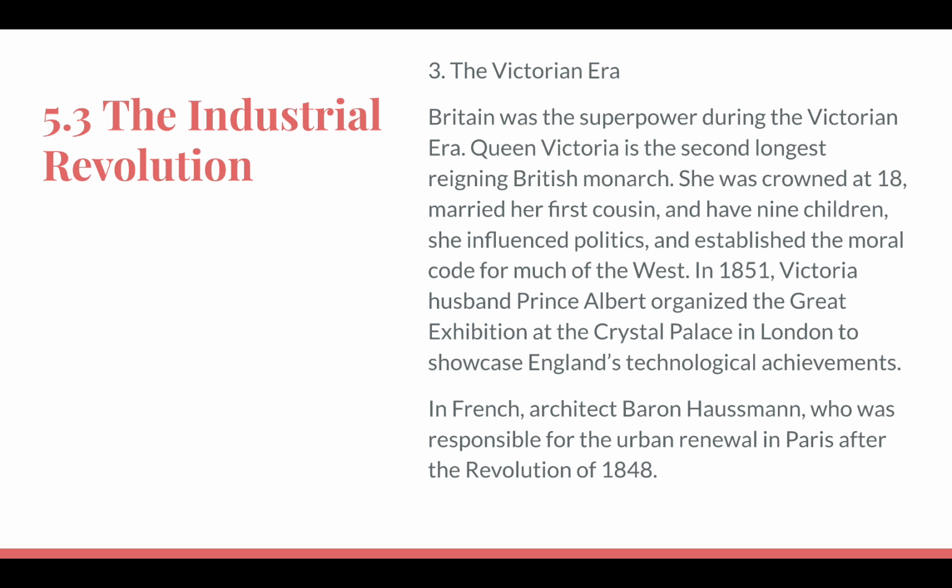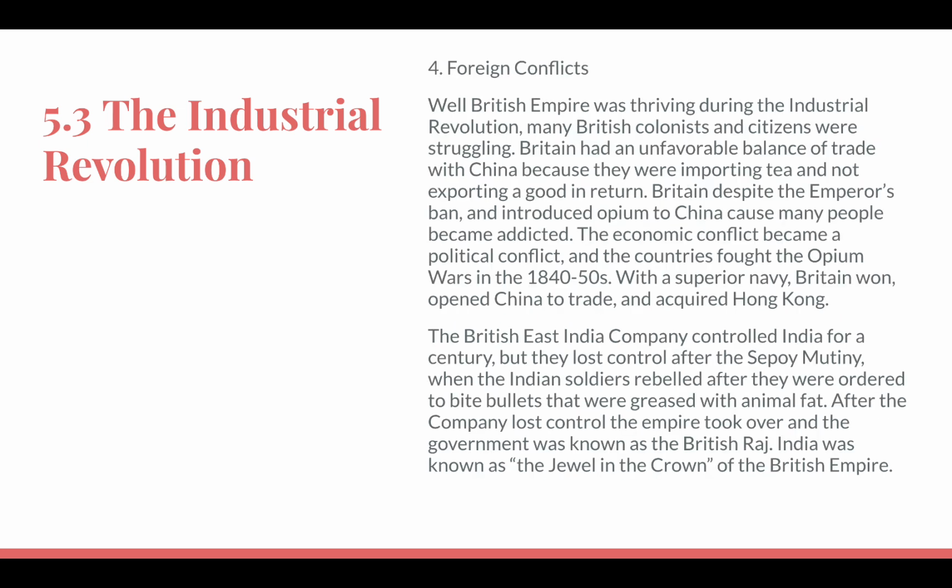Britain was a superpower during the Victorian era, and Queen Victoria is the second longest reigning British monarch. She was crowned at 18, married her first cousin, and had 9 children. She influenced politics and established a moral code for much of the West. In 1851, Victoria's husband Prince Albert organized a great exhibition at the Crystal Palace in London to showcase England's technological achievements. During the same period in France, architect Baron Haussmann was responsible for the urban renewal of Paris after the Revolution of 1848.